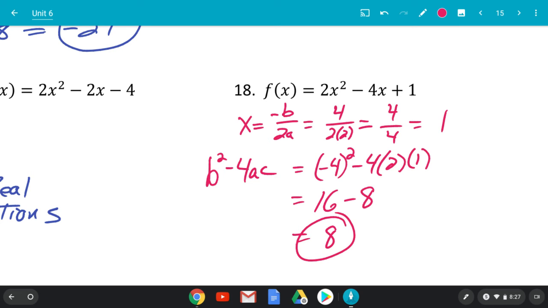It can either be greater than 0, 2 solutions, equal to 0, 1 solution, or less than 0, and have no solution.